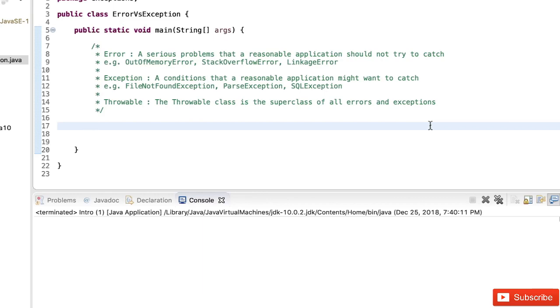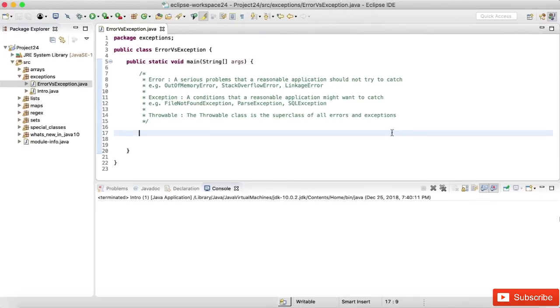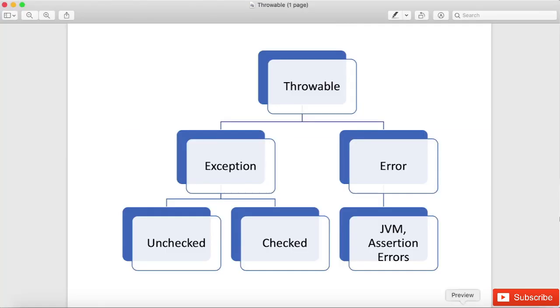Both error and exception are subclasses of the Throwable class. If you look at the diagram, Throwable is the superclass for both exception and error. An exception is further classified into two types. There can be an unchecked exception and there can be a checked exception. And inside the error, as we saw, it is a situation which generally cannot be recovered.